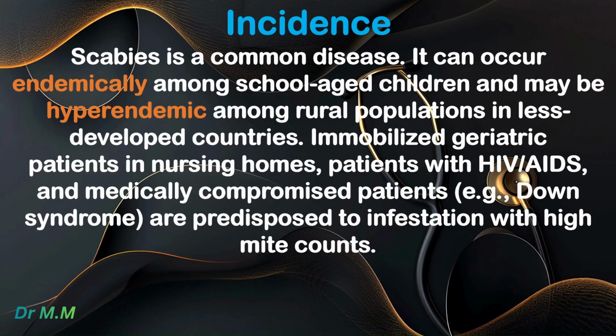Incidence. Scabies is a common disease. It can occur endemically among school-aged children and may be hyperendemic among rural populations in less developed countries. Immobilized geriatric patients in nursing homes, patients with HIV/AIDS, and medically compromised patients, for example Down syndrome, are predisposed to infestation with high mite counts.